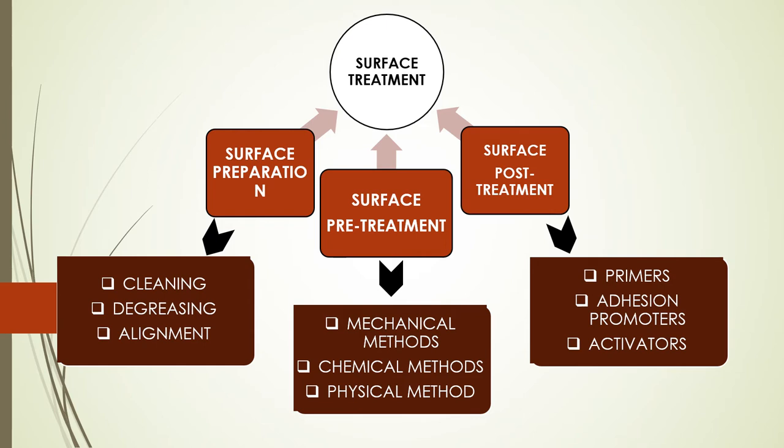First, surface preparation: the removal of oil, grease or other surface contaminants, for example, cleaning. Second, surface pre-treatment: the use of mechanical, chemical or physical methods to remove strongly absorbed surface layers and activate the surface. And third, surface post-treatment: the application of an adhesion promoter or primer to improve adhesion and protect the surface.